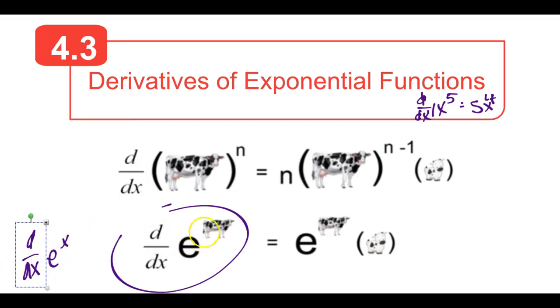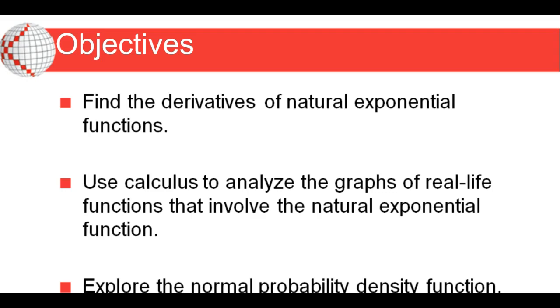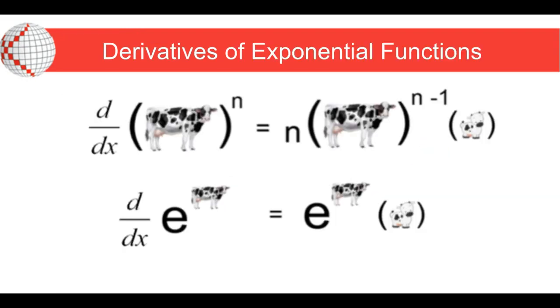I'm kind of doing a play on words, and it doesn't really matter what this x is, but the derivative of e to the x, or e to the cow, is just e to the x, and then you take the derivative of that x. Let me give you an example here. Maybe you remember, natural logs have a base e. So we're going to look at these functions with e's in them.